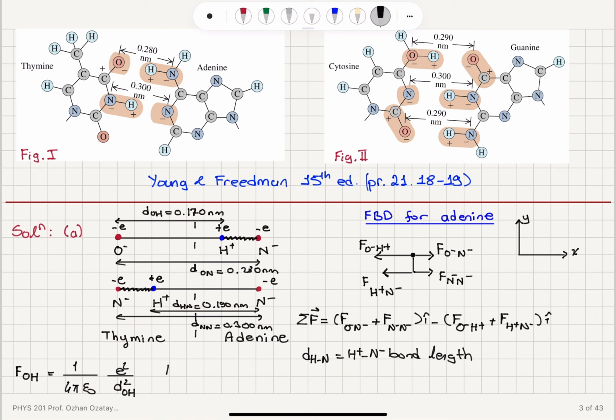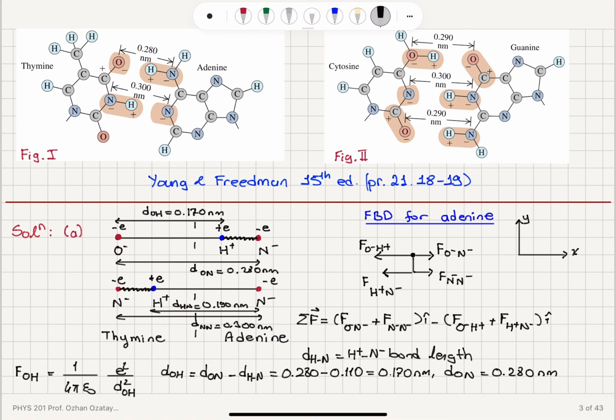Now the D_OH distance was found in this way. It's the distance between oxygen and nitrogen, which is 0.28 nanometers, minus the distance between hydrogen plus and nitrogen minus, which is the D_HN bond length. So this was 0.280 minus 0.110, which is 0.170 nanometers. The oxygen to nitrogen distance is 0.280 nanometers. That's shown in the figure.